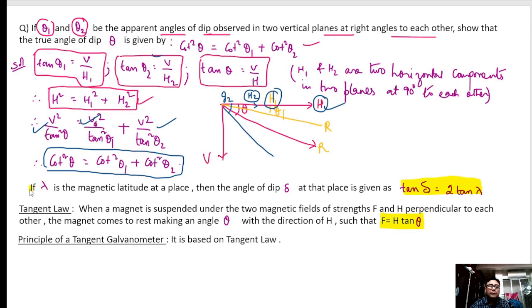Next, if lambda is the magnetic latitude at a place where the dip is the same, then please remember this relation which you have to keep in mind. Lambda is the magnetic latitude at a place, and the angle of dip is this, so we can write this relation between the magnetic latitude and the angle of dip. Clear?